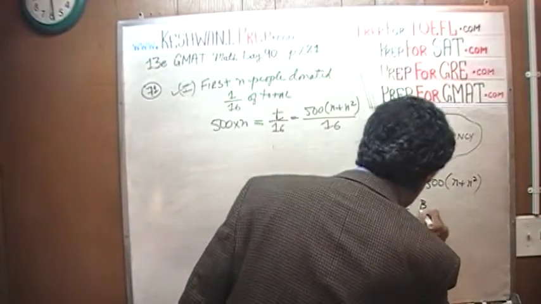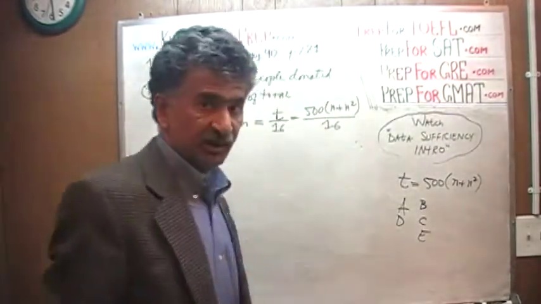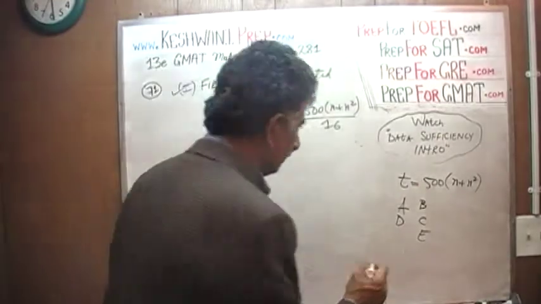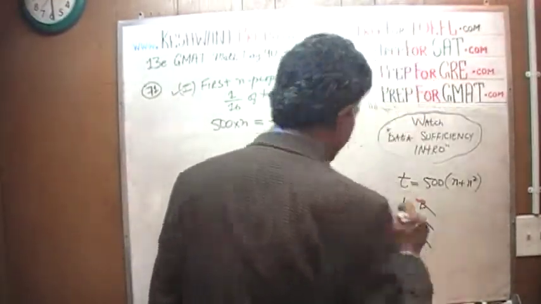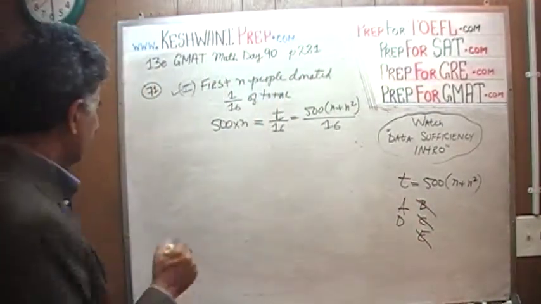A, B, B, C, E. Since the first statement by itself is enough, the answer cannot be B, C, or E. It will have to be A or D. Let's look at the second statement.